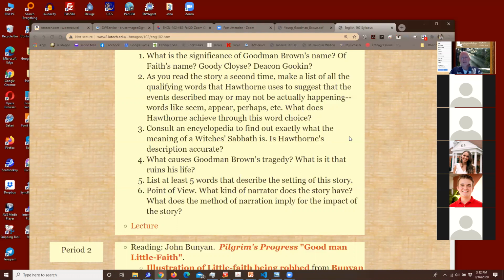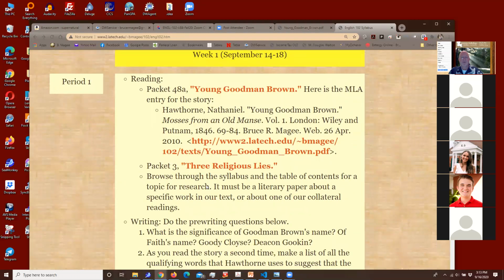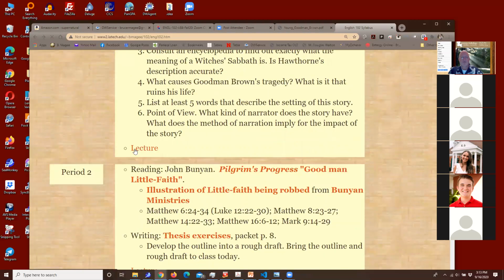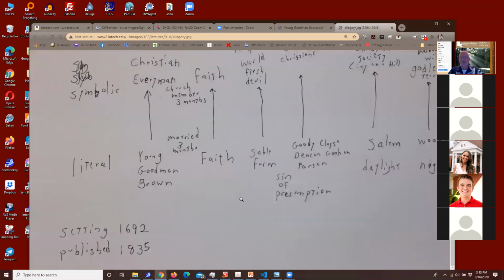Yeah, what is it that causes Goodman Brown's tragedy? Yeah, that's a little hard. I mean, when you think about it, it was a multitude of things that caused his downfall. Really probably is overdetermined. I like that.